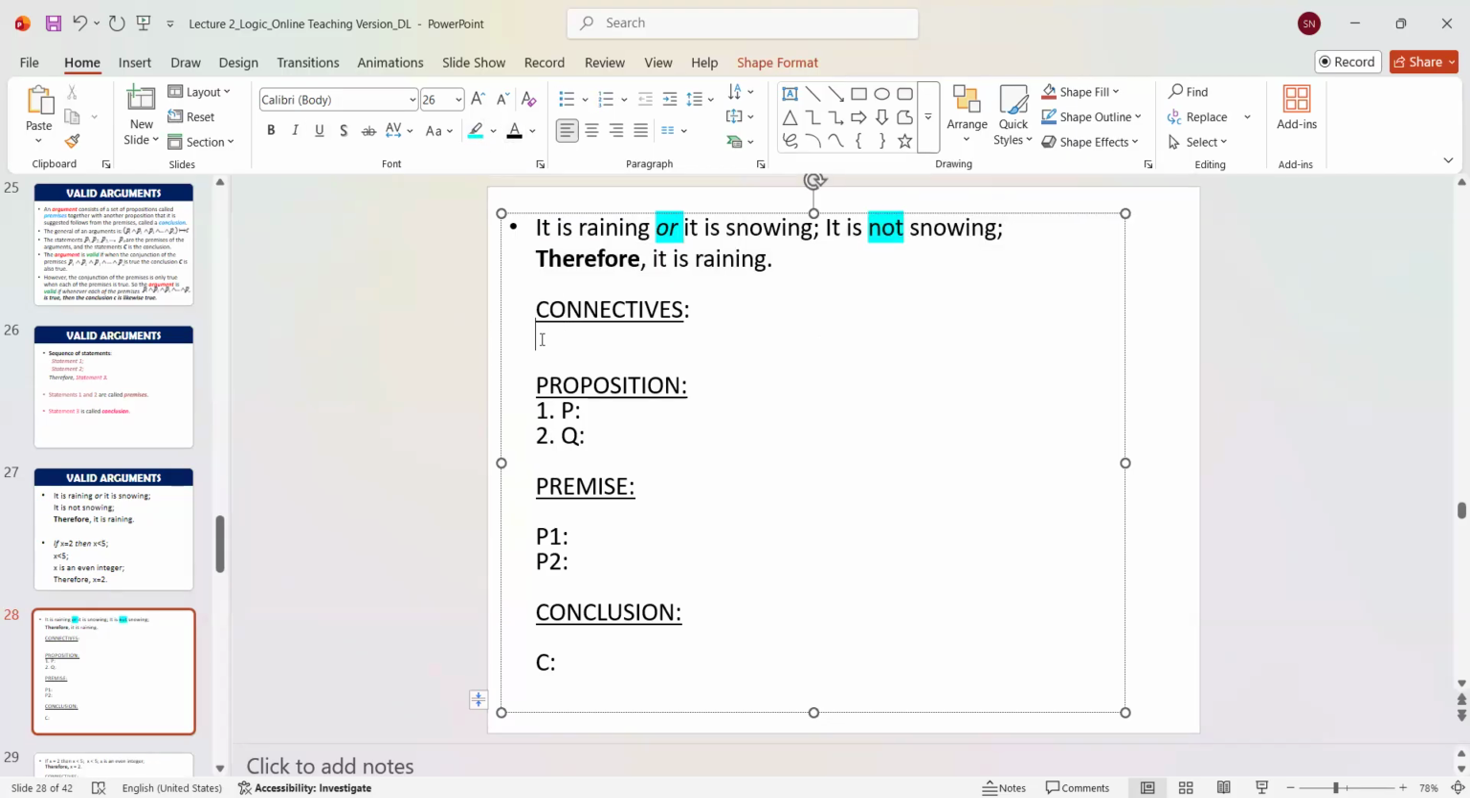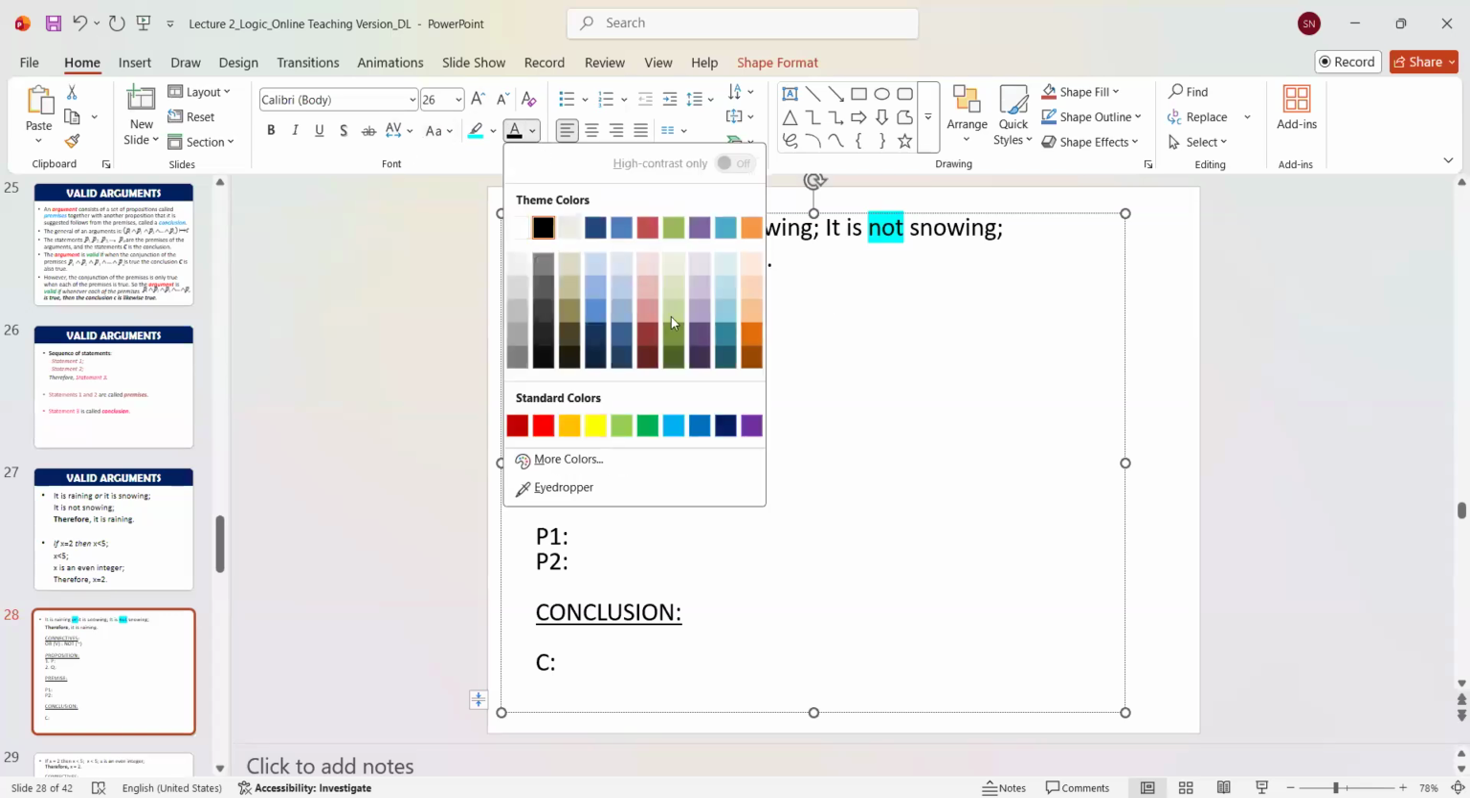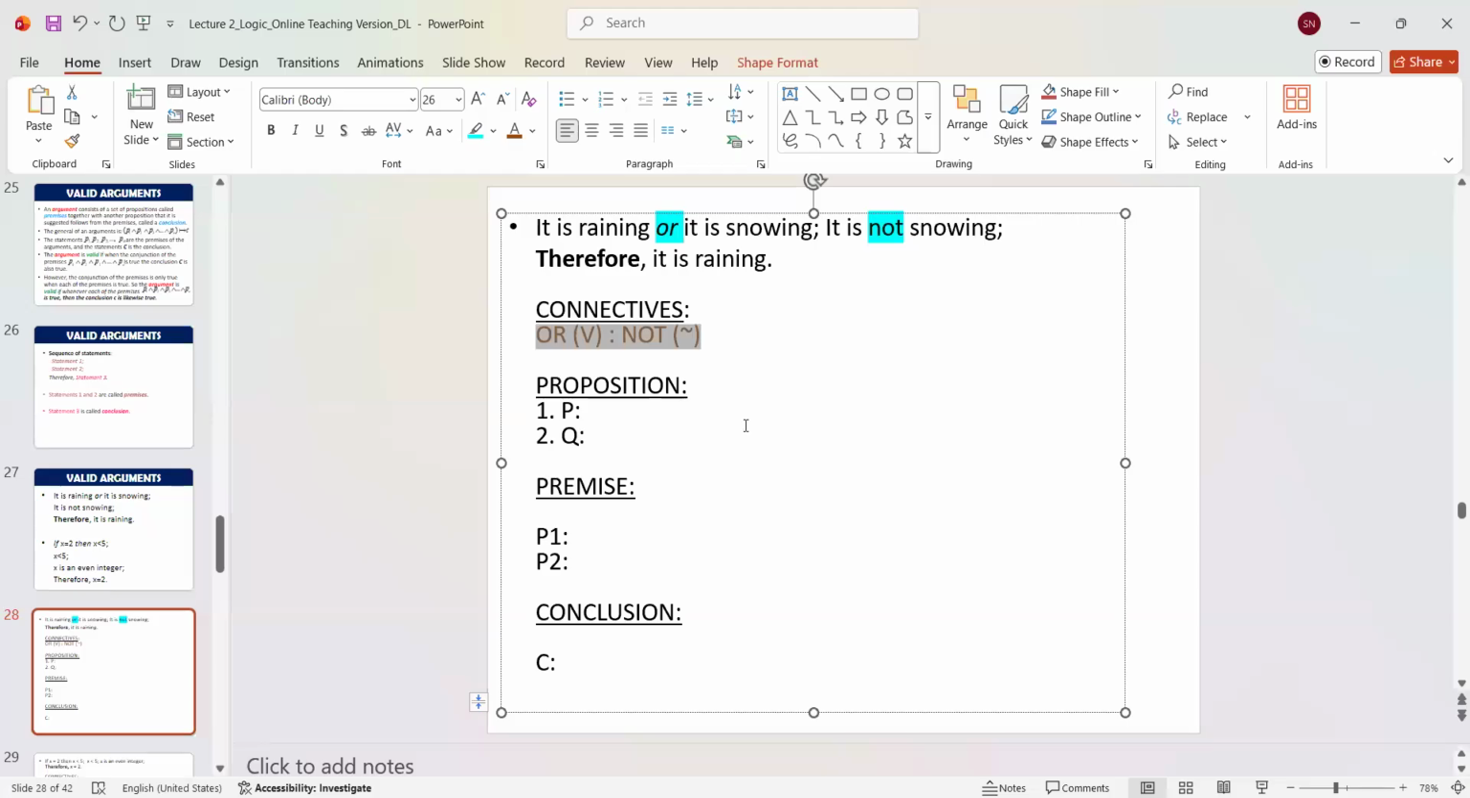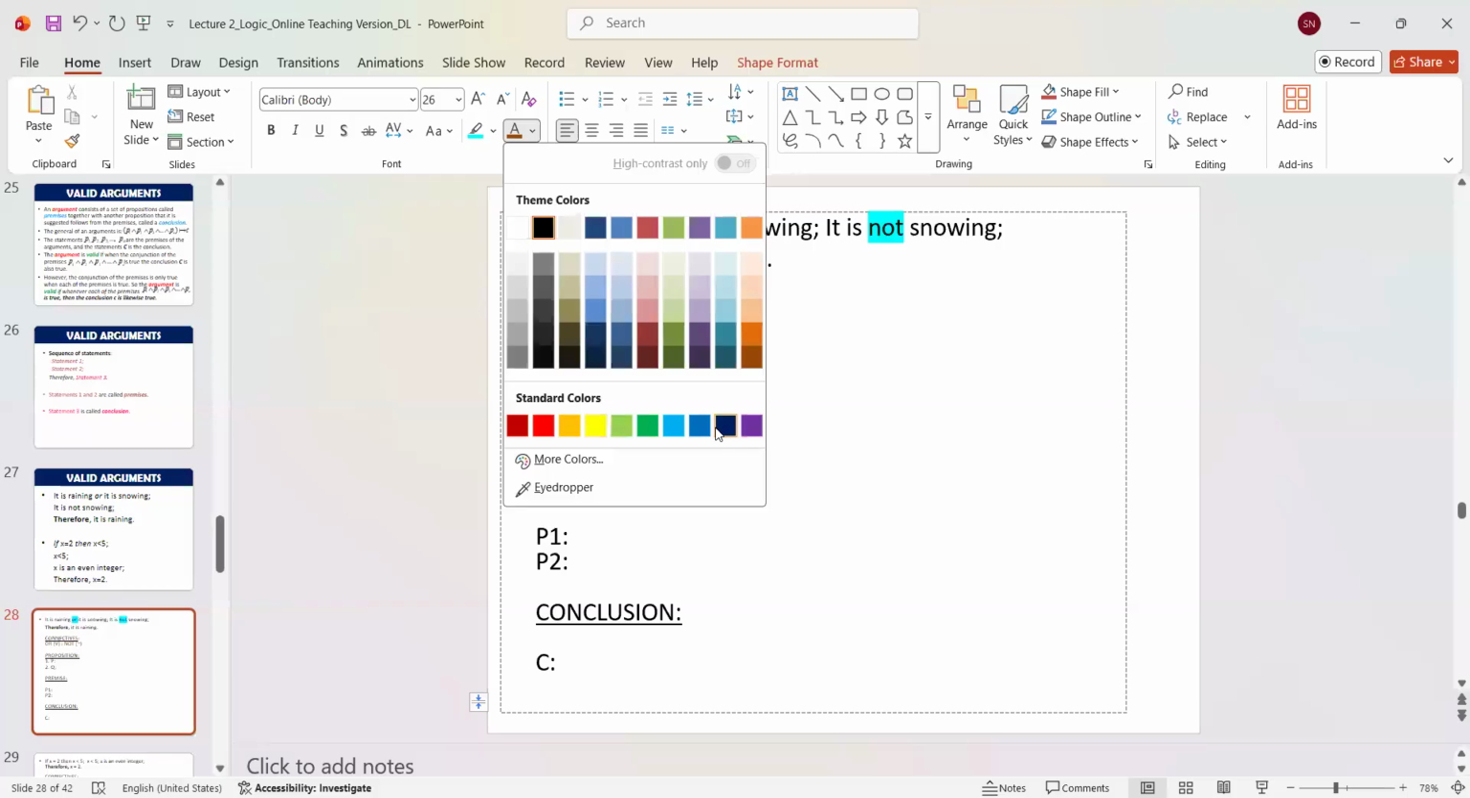So you identify these connectives and write them out. "Or" will be the symbol V, and we also know that "not" is a connective, for which we use a symbol. So we've taken those out. Now let's come to the propositions. How do we identify the propositions? By removing the connectives, and what follows is a proposition. If I remove "or," then from the beginning of the sentence, before I get to "or," is one proposition. So what is my first proposition? It is raining.